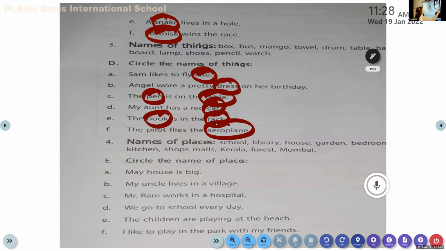Seraphin, come on. Others muted. You have to identify the name of the place, Seraphin. Take the first question. My house is big. Okay, so. House. House, very good.